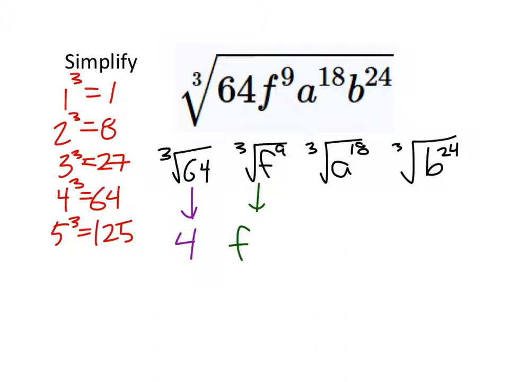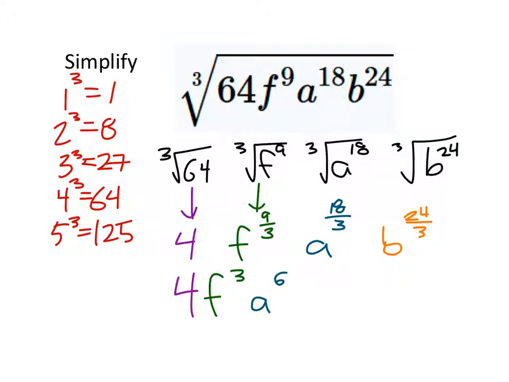So this is really f to the power of 9/3, a to the power of 18/3, and yeah, you guys are seeing the convenience in all this, hopefully. b to the power of 24/3, right? All of those exponents are divisible by 3. So what I end up with is 4 f to the 3rd power, a to the 6th power, and b to the 8th power. Done.